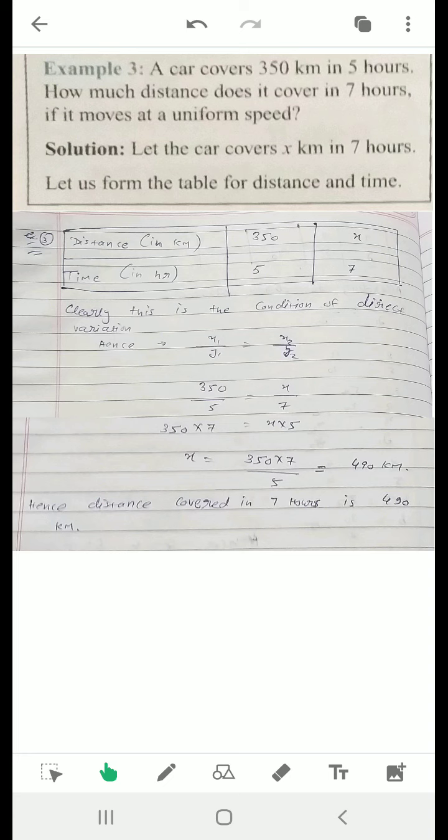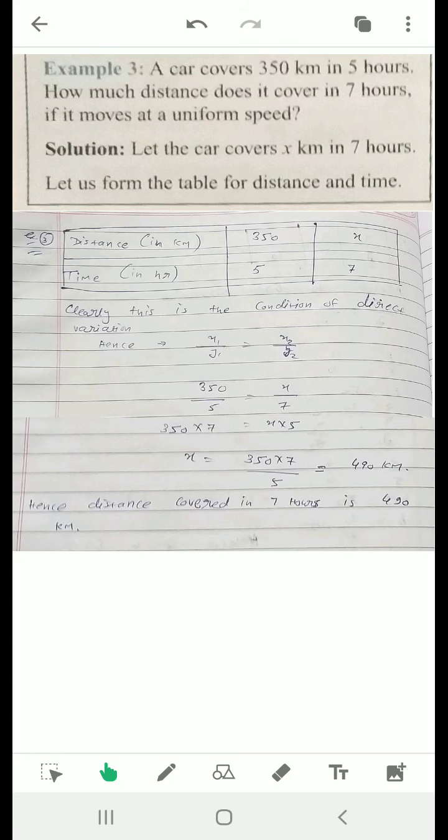Okay, so I will make a table using this data. The distance in kilometers, time in hours. Two quantities are given. The first quantity is distance, the second quantity is time. In every question, two quantities will be given. You need to figure out what two quantities are given. In this question, distance and time are given. In the first case, the distance is 350, time is 5. In the second case, time is given, and I need to find distance.